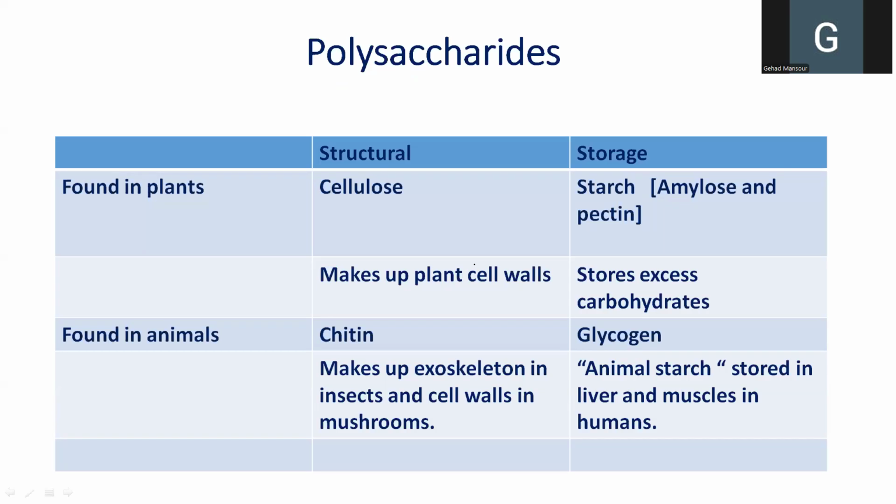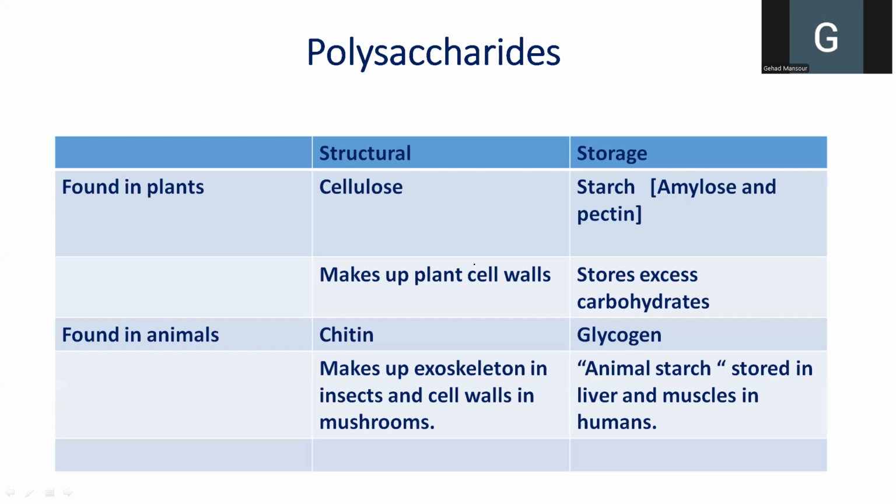So here we can find a comparison between structural polysaccharides and storage polysaccharides. So structural polysaccharides include only cellulose, and cellulose is found in plants. Storage polysaccharides include starch and glycogen in animals. So in plants, we have a structural polysaccharide, which is cellulose, whereas we have one storage polysaccharide, which is starch. Cellulose makes up plant cell walls, and starch in plants stores excess carbohydrates, as it is in the case of potatoes.